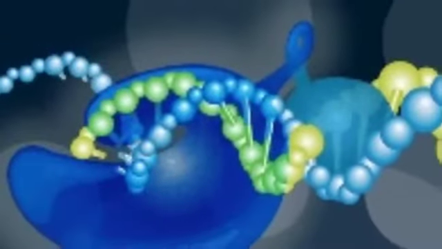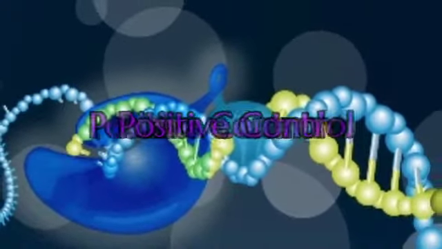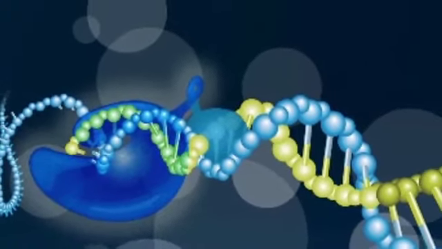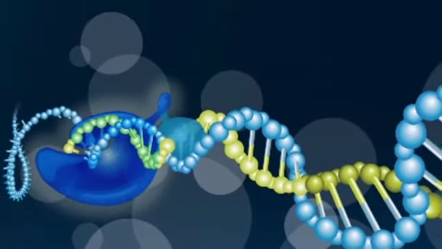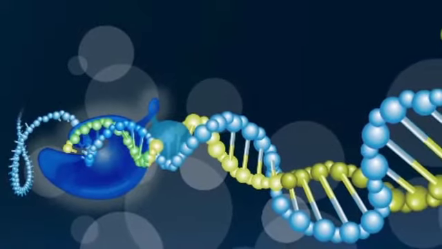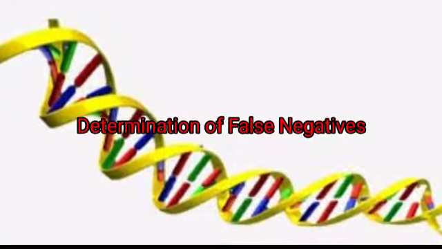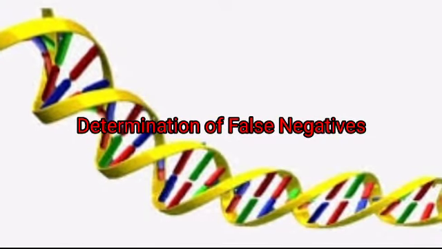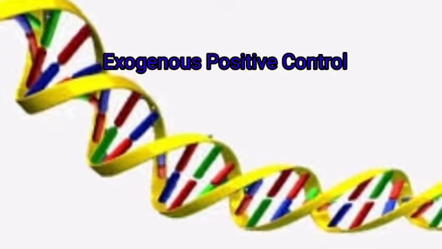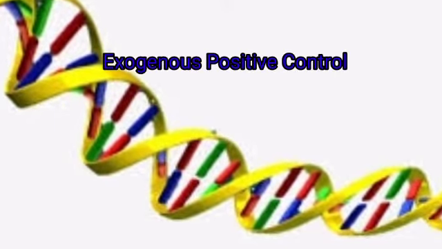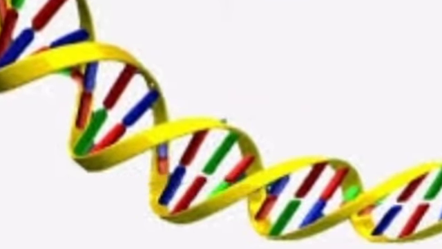Now the next is positive control. What positive controls are typically included in real-time PCR experiments we will see here. It is critical to include appropriate positive control in PCR experiment to determine if false negatives are being detected in the experiment. Positive controls will be of two types. One is external positive controls and the second is endogenous positive control.